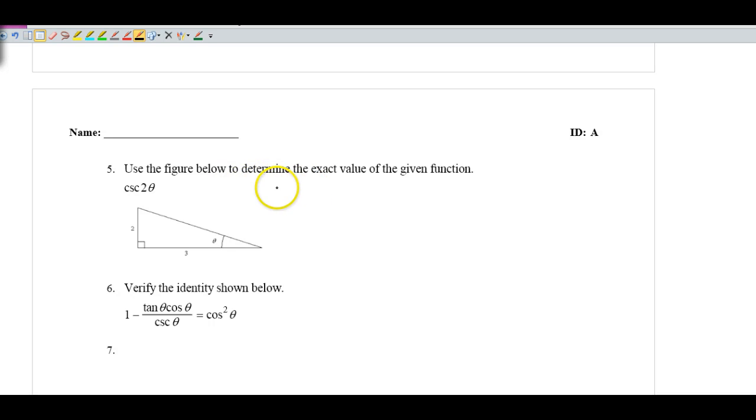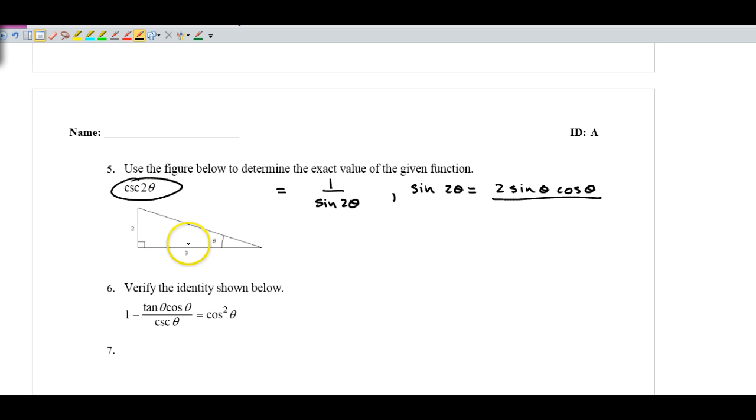This is equal to 1 over the sine of 2 theta. So we look to the sine of 2 theta equals 2 sine theta cosine theta, and if we find this, we can use the reciprocal of this for the answer to this.